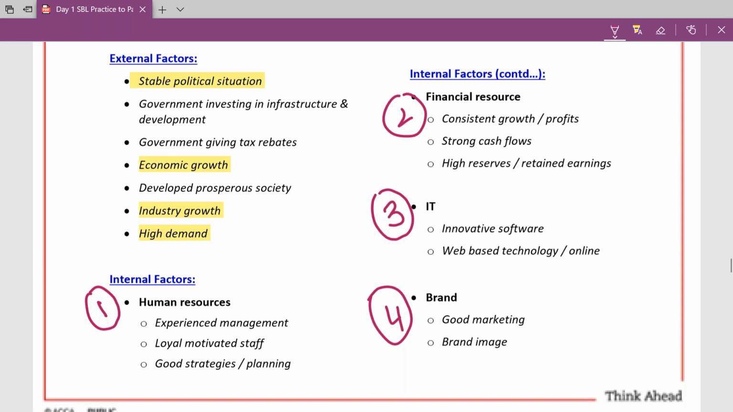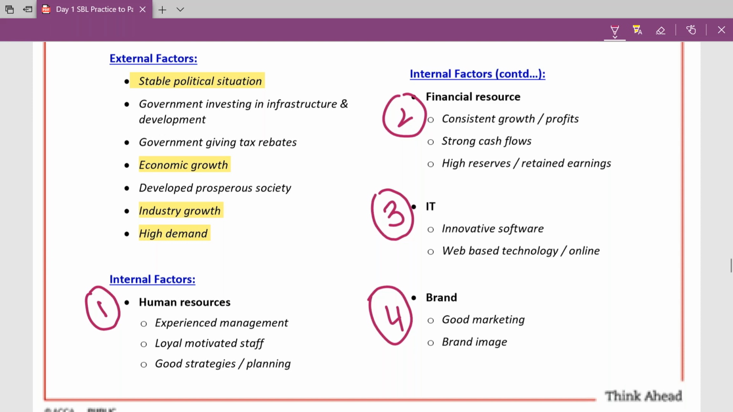Whenever you need to comment on internal factors, the most important is human resource. Then we need to talk about financial resource. Then you need to talk about technology, and then brand. Remember this list. Very, very critical. That's why I made you repeat it 3 times.